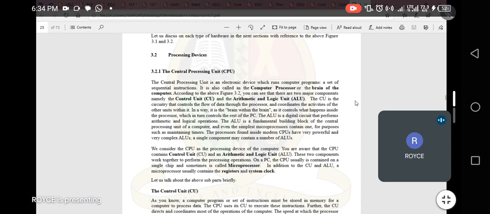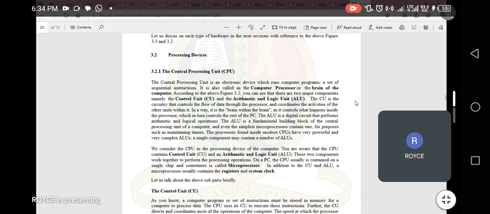the same way that we have a brain that helps us to think, to make logical decisions, and to decide on what we are going to do on certain things. Basically that is how the CPU is. So it runs the computer programs. Programs are a set of instructions. So the central processing unit is the one that helps these programs to run. It is called a computer processor, or a brain of a computer.